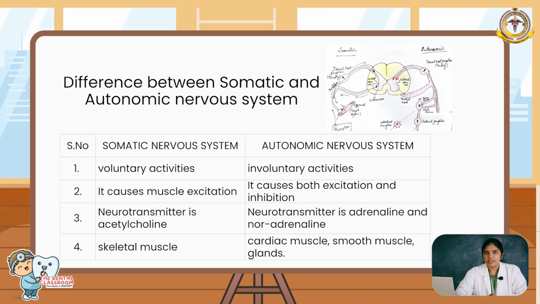Now we will see the major differences between the somatic and the autonomic nervous system. The somatic nervous system is voluntary in action, autonomic is involuntary in action. The somatic nervous system excites the muscle which it innervates, and the autonomic nervous system has both inhibitory and excitatory actions. In the somatic nervous system, the neurotransmitter involved is acetylcholine, but in the autonomic nervous system we have adrenaline and noradrenaline. The somatic nervous system supplies the skeletal muscle, the autonomic nervous system supplies the cardiac muscle, smooth muscle and the glands.